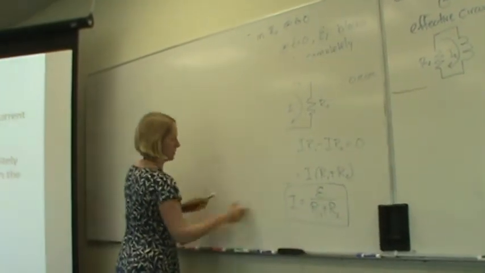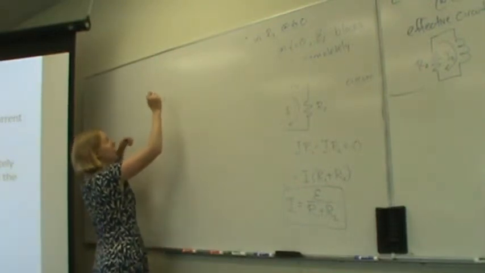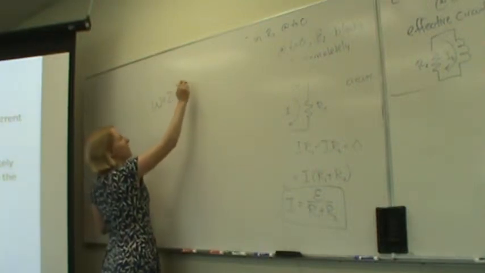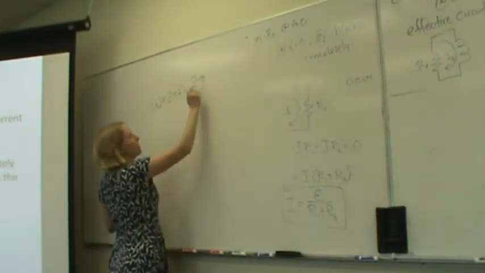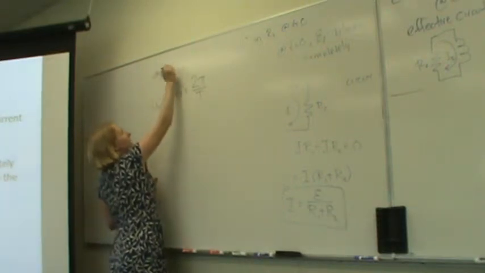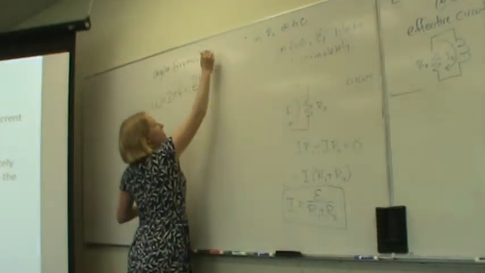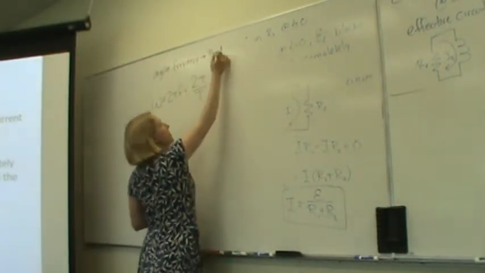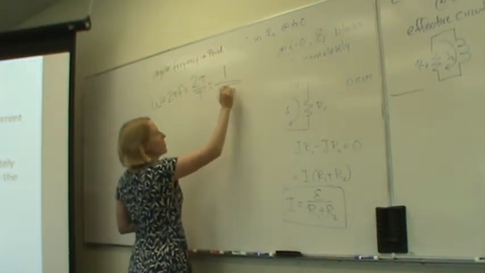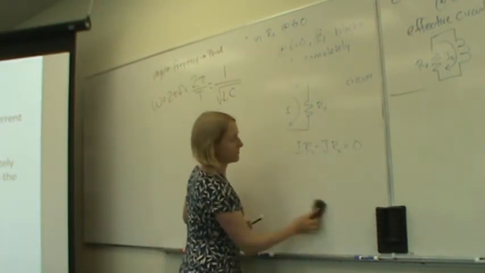Like negative 2 pi f or something? Close. Angular frequency is 2 pi f, where f is frequency, and then it's 2 pi over the period. So that's how to relate angular frequency to period. And this is a pretty simple relationship based on the value of the inductor and the value of the capacitor.